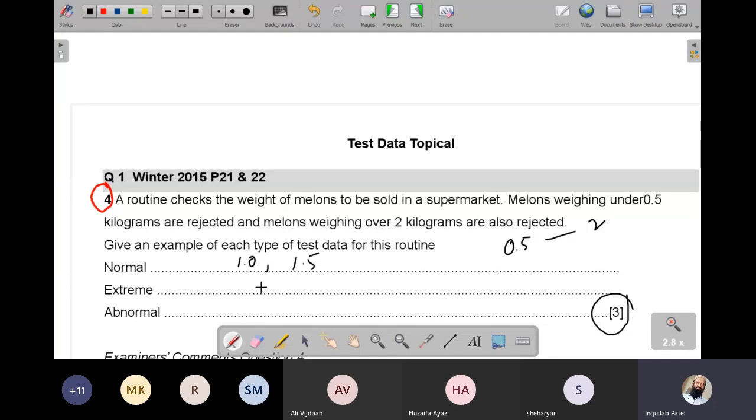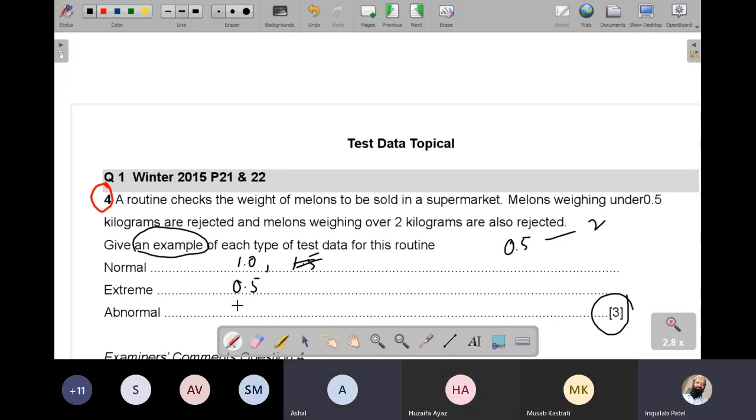Extreme: you have taken one example. Extreme is 2 or 2.1? One example is required. No, 2.1 would be rejected, sir. Yes, that will be boundary data. In extreme, we have the minimum or maximum value, so 0.5 and 2. You may use 2.